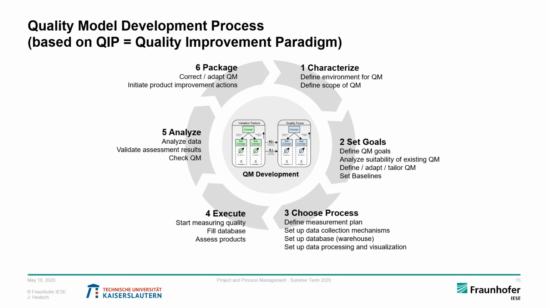This cycle was not developed from scratch. It is based on a quite prominent improvement cycle that is used oftentimes in combination with the GQM paradigm, the goal question metric paradigm. And this cycle is called the QIP, the Quality Improvement Paradigm. So if you stumble across these 6 phases: characterize, set goals, choose process, execute, analyze, and package, that's also the reason why they are called like that. That's basically the quality improvement paradigm. So let's have a look at an example.